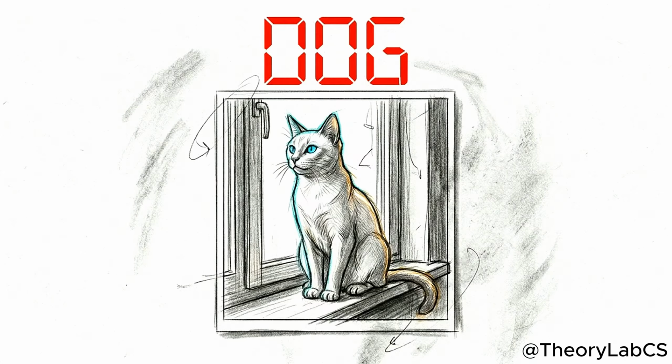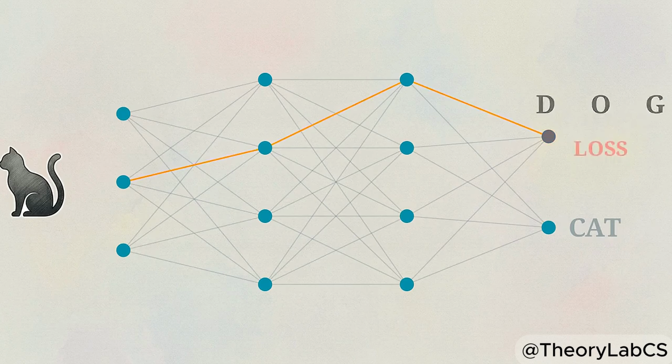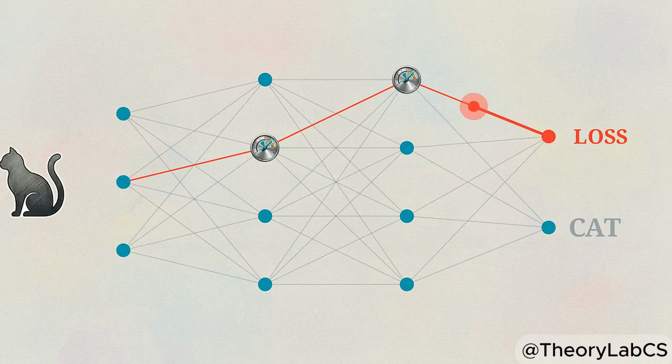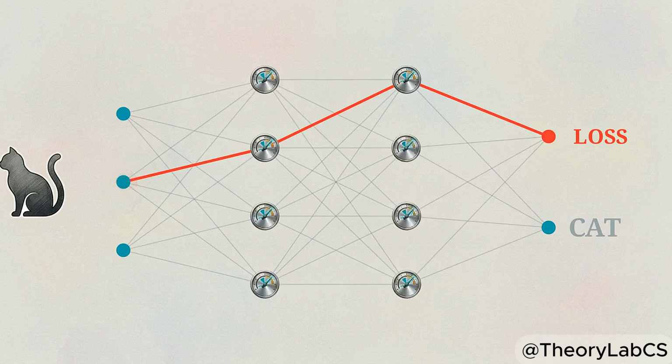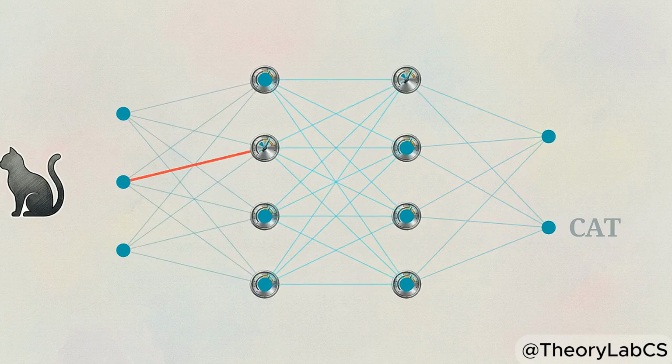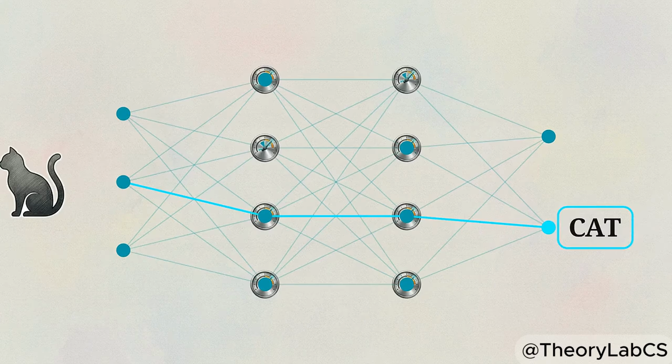When the machine inevitably gets an answer wrong, outputting dog for an image of a cat, it uses that failure as a training signal. The machine identifies the error and traces it backwards through the math. It looks at the specific path it took to see exactly which weights and biases contributed to the wrong answer. This reverse correction is backpropagation, the fundamental mechanism that allows the system to fine-tune its internal dials after every mistake.